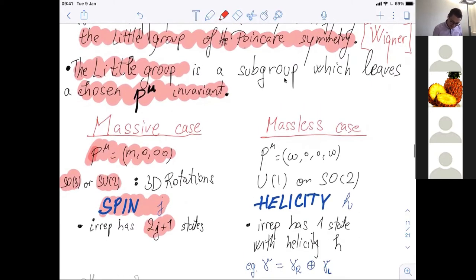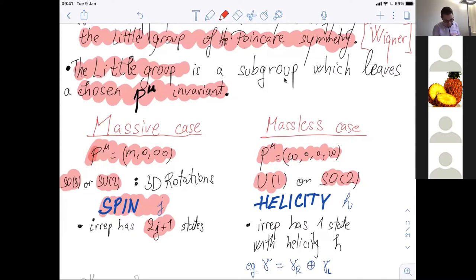In the massless case, you can choose the four vector to be something like this. So there is a preferred direction. And the remaining little group, this is a bit of a simplification, but after the dust settles, it turns out to be U1 or SO2. So you can think of rotations in the perpendicular plane with respect to the axis of motion.